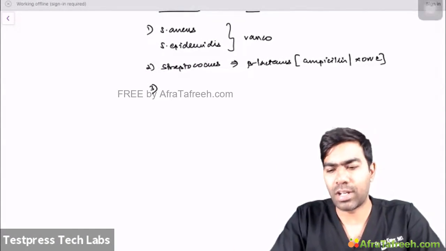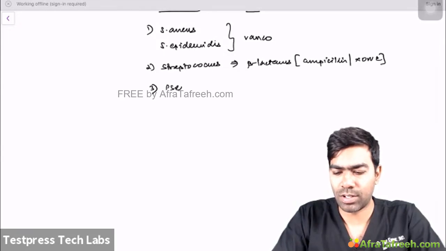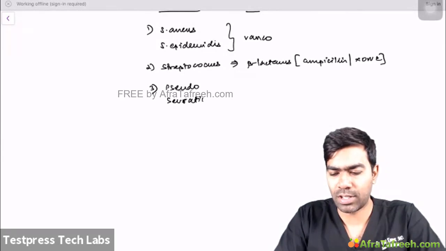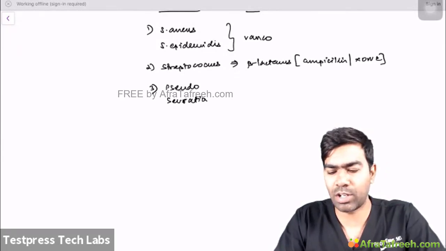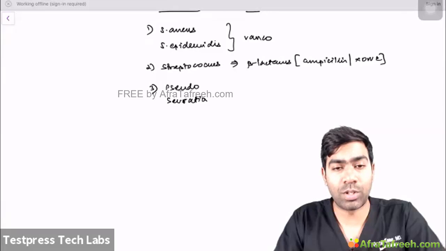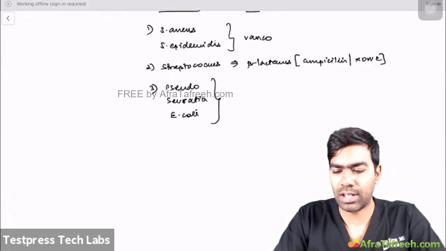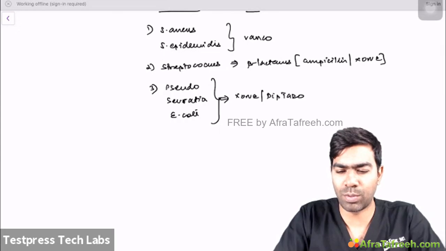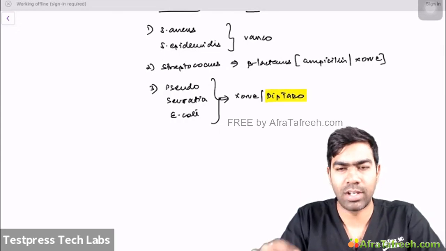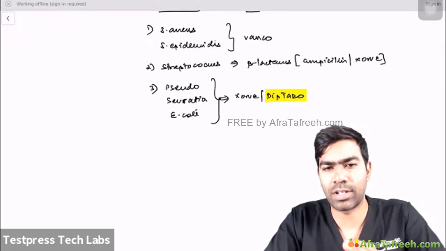Then number 3, we can go to some gram-negative bacteria. For example, if you have a Pseudomonas suspicion, or if you have a Serratia. Serratia also is a kind of infection that usually happens in the setting of an immunosuppressed state. And if you have an E. coli infection, in this setting, either I can start with the ceftriaxone or I can start with the piperacillin tazobactam. But if you have a pseudomonal suspicion, it's always better to start with the piperacillin tazobactam in this particular setting.